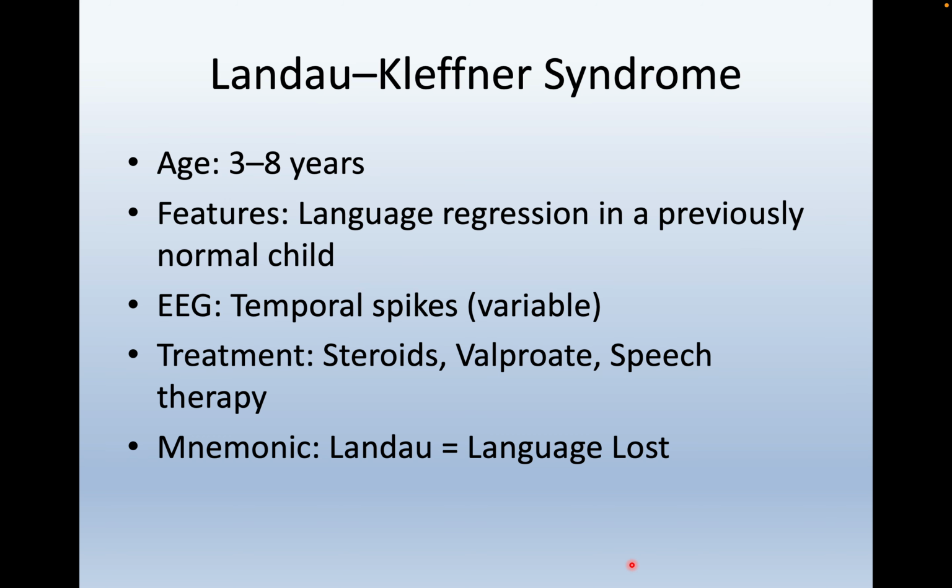Landau-Kleffner syndrome comes around 3 to 8 years old, and the feature is very characteristic and pathognomonic: it is the only one where we have a language regression in a previously normal child, with temporal spikes on EEG, which I will show you in the next slide. You should memorize it. Treatment is with steroid, valproate, and speech therapy.